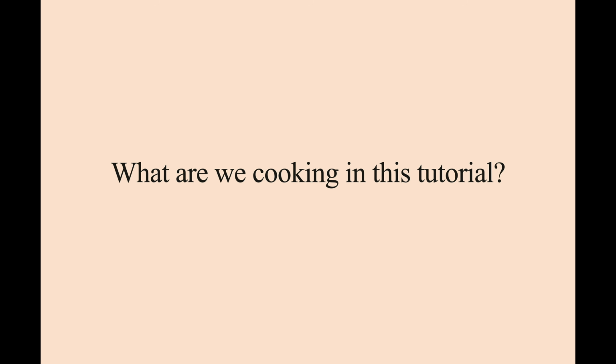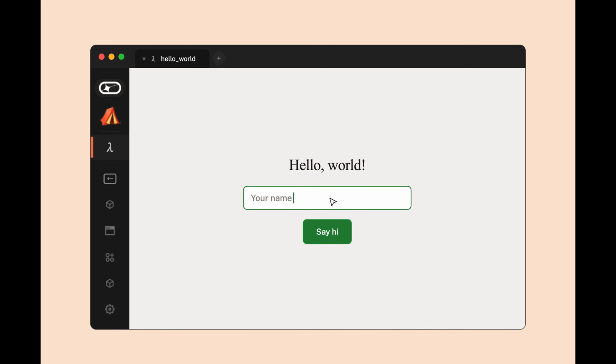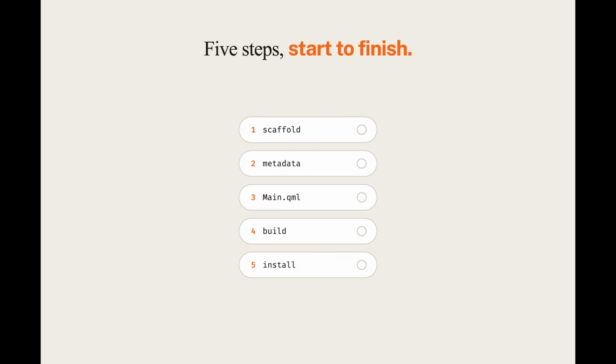So here's a quick preview of what we will be building in this tutorial. We have a simple Hello World UI module where you can input your name and get a customized greeting message by pressing a button. This is super easy because we just have 5 steps from the start to the finish.